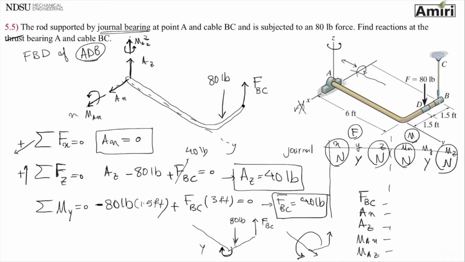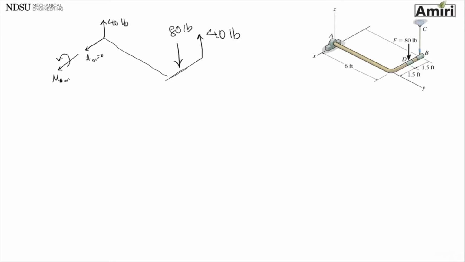I still have two unknowns. So I found FBC, I found AX, AZ. I still have two moments to find. Let me draw the free body diagram here really quick. I have FBC, which is 40 pounds. I have this 80 pound going this way. I do not have AX, but I just like to still write it there as 0. I have AZ, which I found to be 40 pounds. And I have MA about the axis.